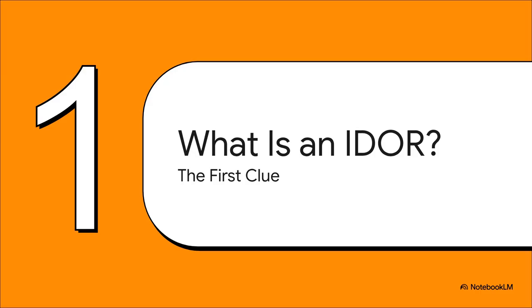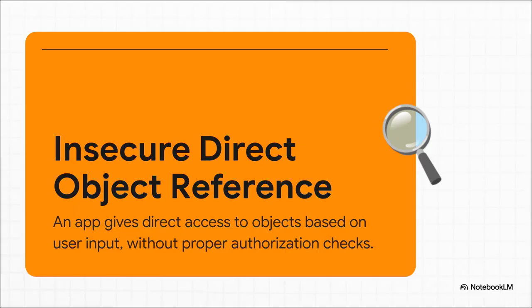Okay, so to really get how this is possible, we need to know what we're looking for. The vulnerability has a name, and in the security world, it's called an insecure direct object reference, or much easier to say, an IDOR. So what is it really? Well, in plain English, it's when an app or a website just trusts you too much. It lets you ask for something, say by its ID number, and just hands it over without ever stopping to check if you're actually allowed to have it. It's kind of like walking into a bank vault and asking for the contents of safe deposit box number 101, and the teller just gives it to you, no questions asked.